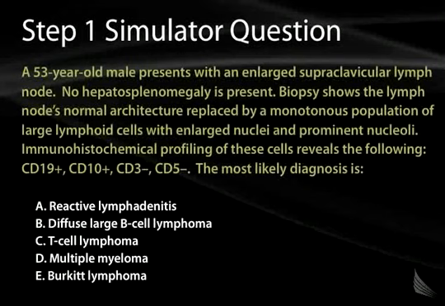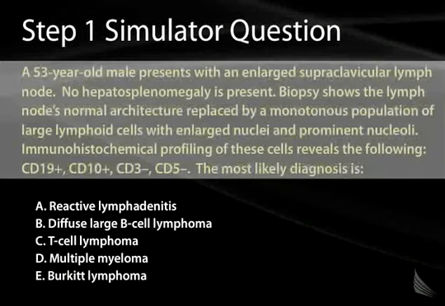So we'll step back and do a Step 1 simulator question. This is a 53-year-old male with an enlarged supraclavicular lymph node. No hepatosplenomegaly is present. The biopsy shows the lymph node's normal architecture replaced by large lymphoid cells, enlarged nuclei, prominent nucleoli, with immunohistochemical staining CD19 and CD10 positive, CD3, CD5 negative. So the most likely diagnosis, we'll walk through each of the selections and go through.